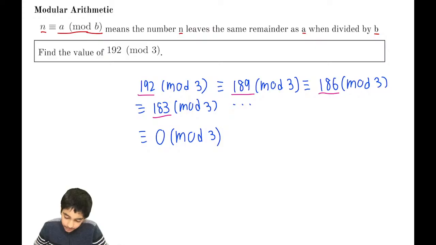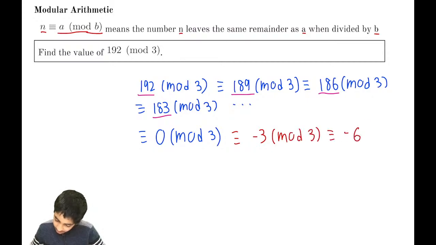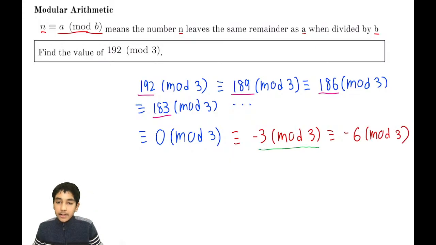But we can also go in the other direction. We can also write it as congruent to negative 3 mod 3, congruent to negative 6 mod 3. Basically, what this means is that negative 3 is 3 less than a multiple of 3, so it's going to be the same as 0 mod 3. And negative 6 is 6 less than a multiple of 3, right? So negative 6 mod 3 is going to be the same as 0 mod 3 too.